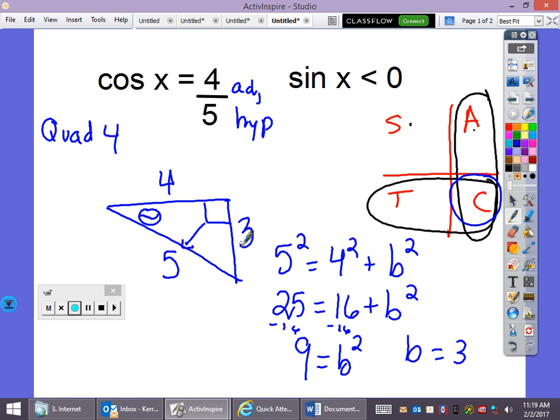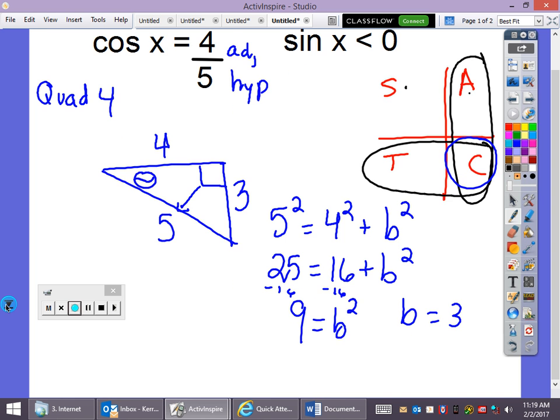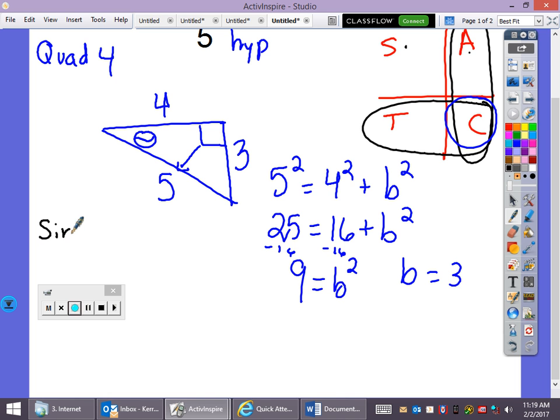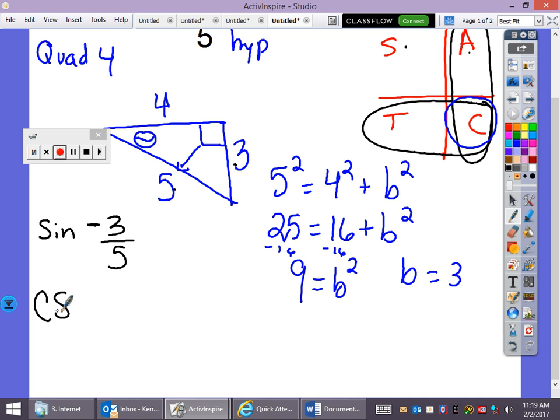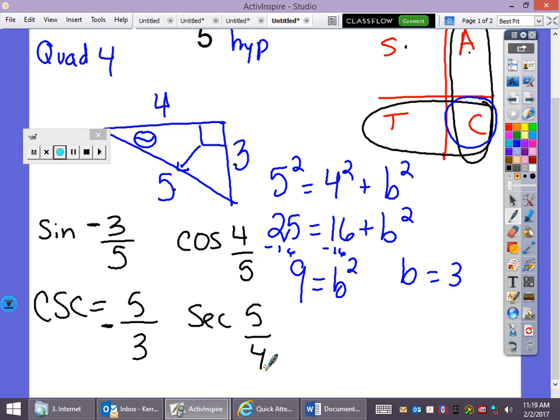Now I can quickly do all the other trig functions. I'm going to start with sine. Scroll down a little bit. Sine is opposite over hypotenuse, so the opposite is 3 and the hypotenuse is 5. So 3 over 5, and it is going to be negative. To make life easier, I'm going to do its counterpart. So cosecant is equal to 5 over 3. It is also negative. Cosine, they already told me, was 4 over 5. Therefore, secant is 5 over 4, and they are positive.